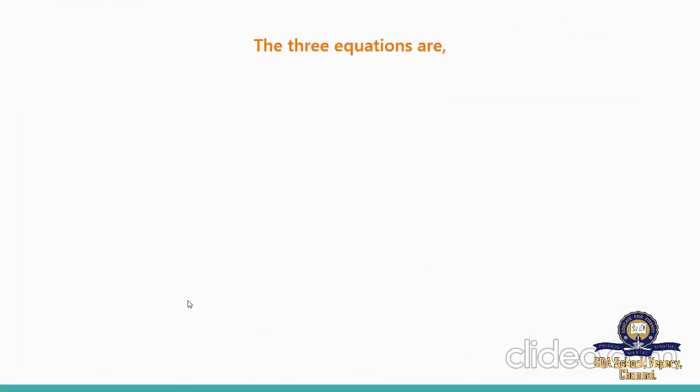So, the three equations are, and we need to memorize them. V is equal to U plus AT. This is the first equation. The second equation is V square is equal to U square plus 2AS. The third equation is S is equal to UT plus half AT square. These three equations are very important and you need to memorize them.